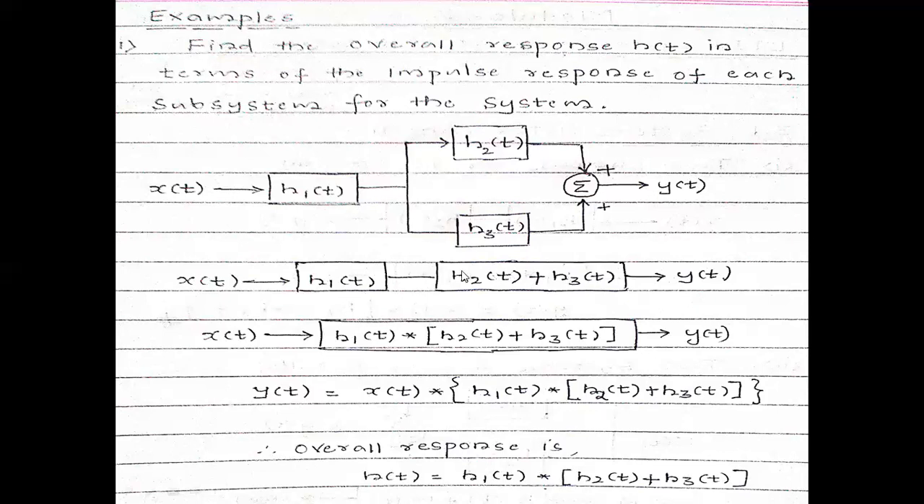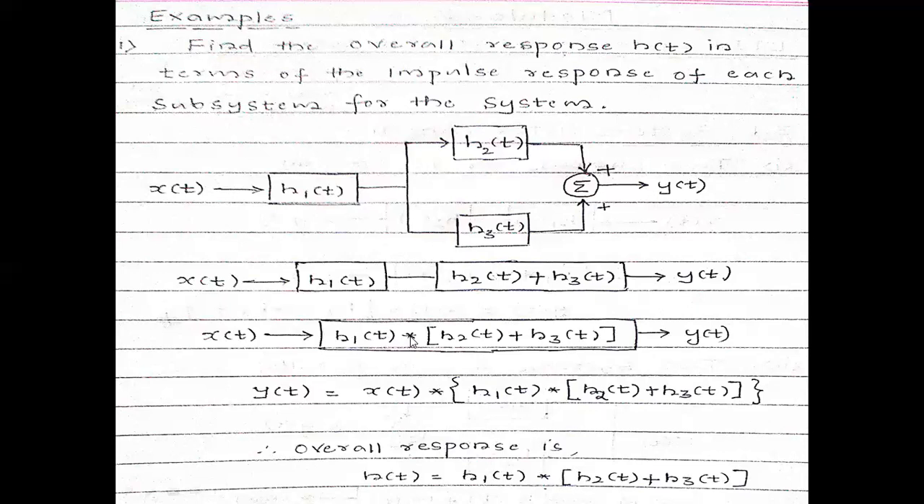So now when these two are connected in series, the overall response of these two subsystems is given by H1 of t convolution with H2 of t plus H3 of t. Please remember, these two are connected in series. That's why it is convolution.